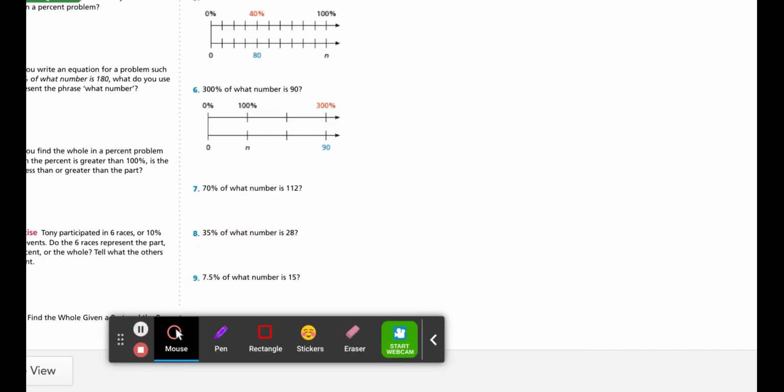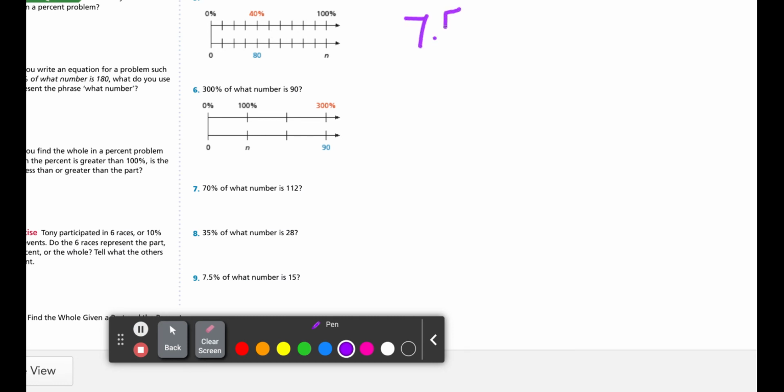Okay, let's look at number 9. 7.5% of what number is 15? So we have 7.5%. What does of mean? Of means multiply times what number? I don't know, so let's plug in a variable. Is 15, equals 15. So we have to rewrite that percent as a decimal. How do you write 7.5% as a decimal? We would move that decimal twice to the left.